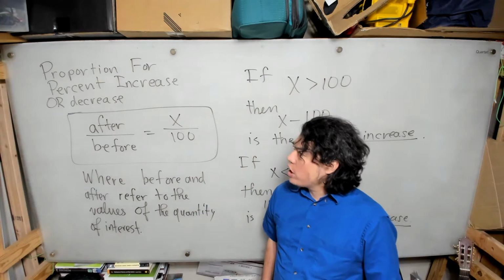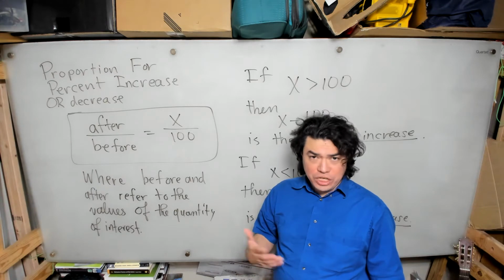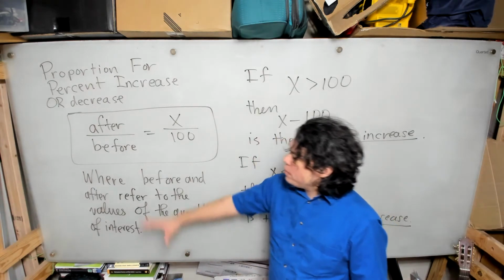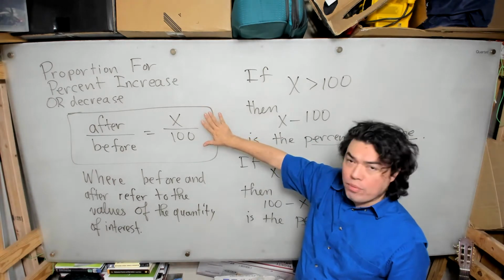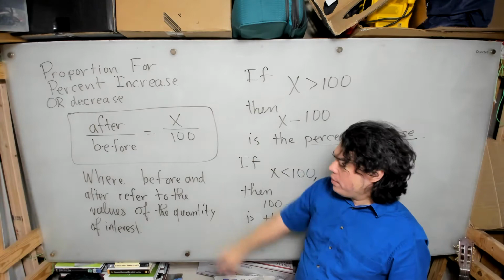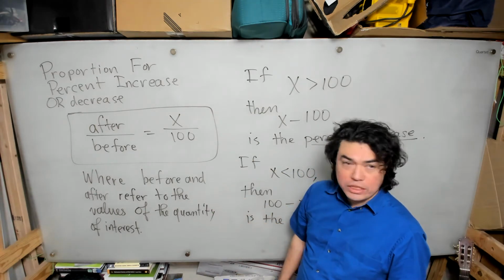So right now we're going to talk about the setup for calculating percentage increases and percentage decreases, okay? So this is going to be our standard proportion for calculating a percent increase and decrease, okay? And before and after are going to refer to the values of the quantity of interest.